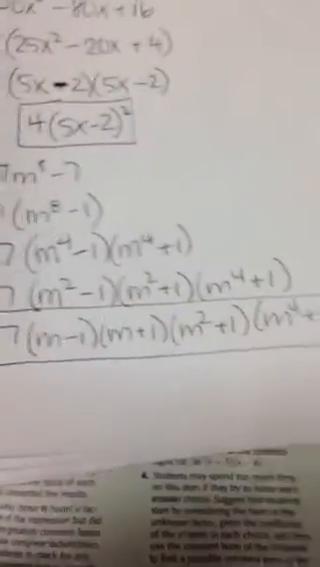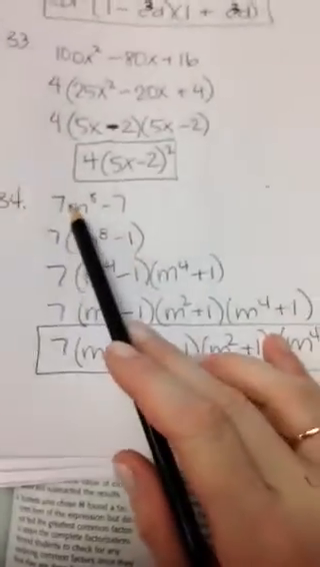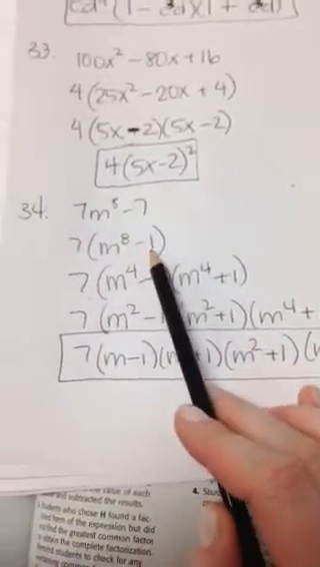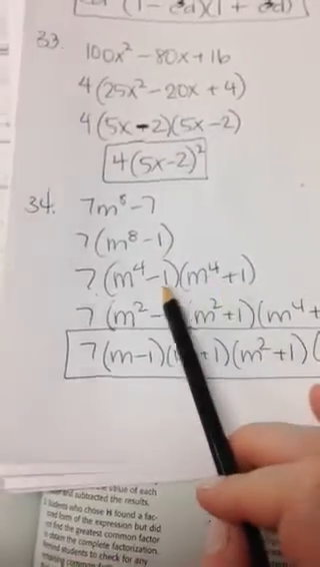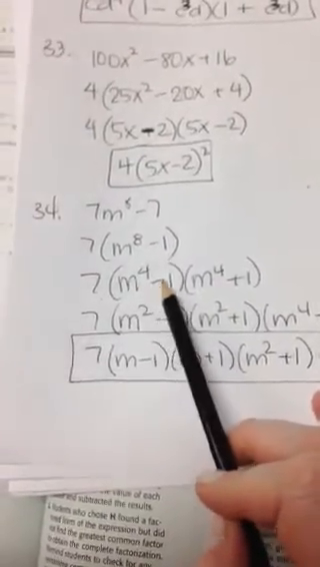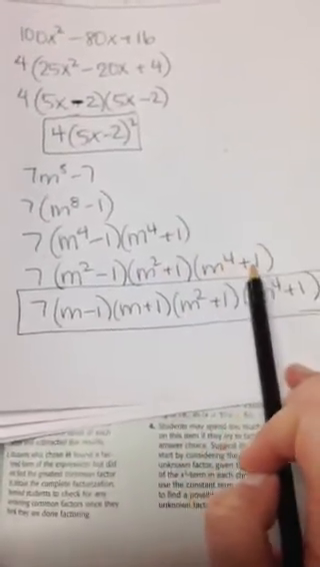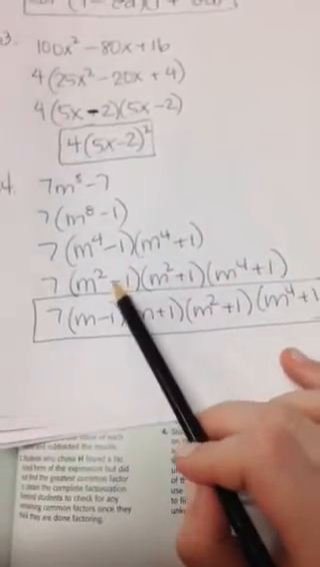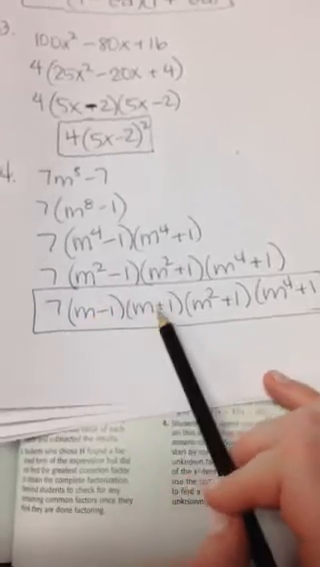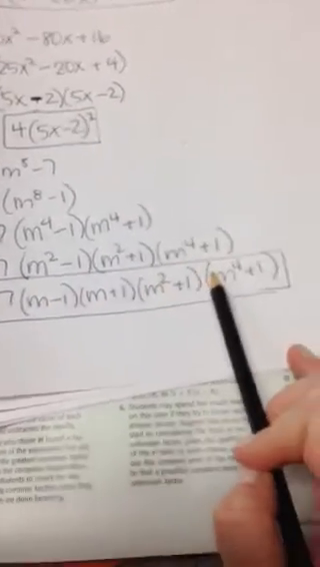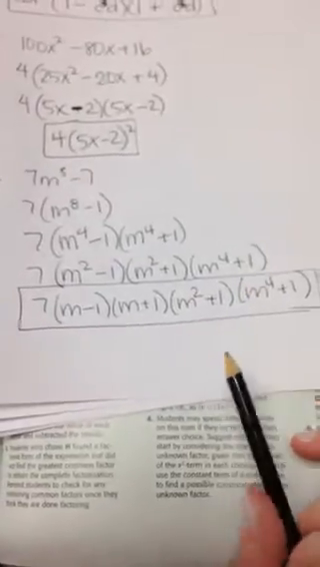34 was tricky. All right, so you take out the GCF first and you're left with this. This is a difference of 2 squares. So now it breaks down to this. This is a difference of 2 squares, so it breaks down to this, not excluding the m to the 4th plus 1. This one is a difference of 2 squares, so then it breaks down to this. And that comes down here, and that comes down here. So that was the final answer on that one.